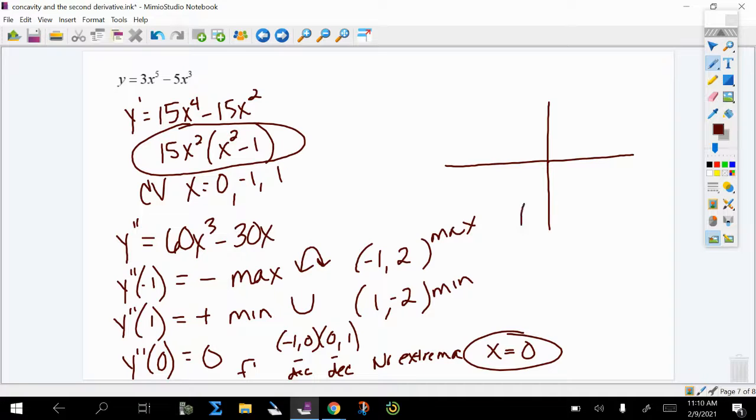So it goes up to my maximum. It has this momentary kind of pause here, and then it goes down here to the minimum. So that doesn't show up really well. But at the origin, it has this flat region. So we do have a maximum here. We have a minimum here, and that's it.